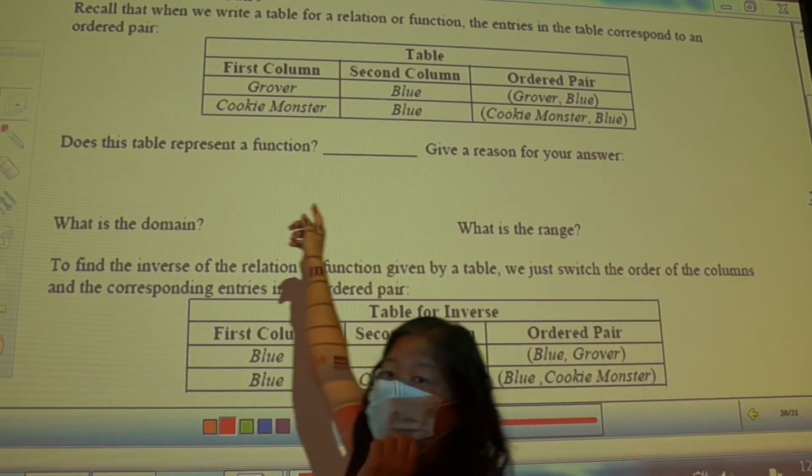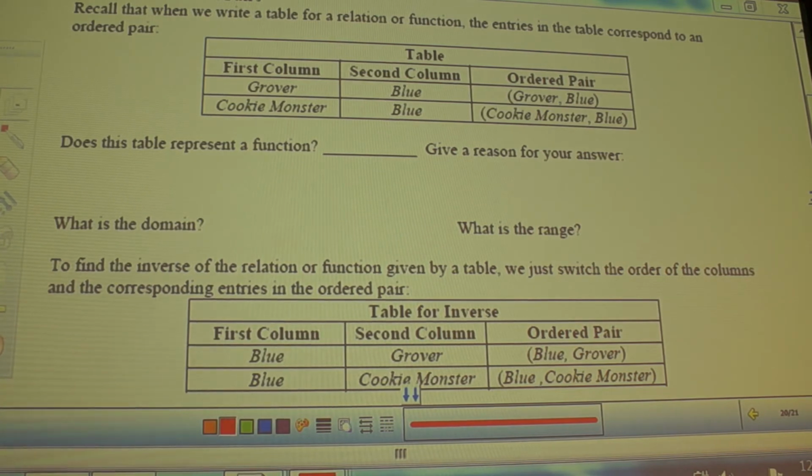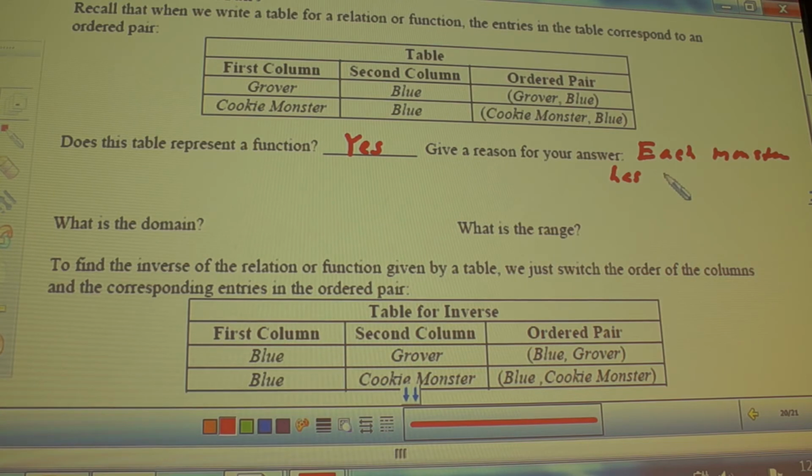Is this a function, by the way? Yes. You put in a monster, you're only going to get one answer. They're only one color. Everybody all right with that part? Good? Okay. So this is a function. Why? Each monster or character has only one color.